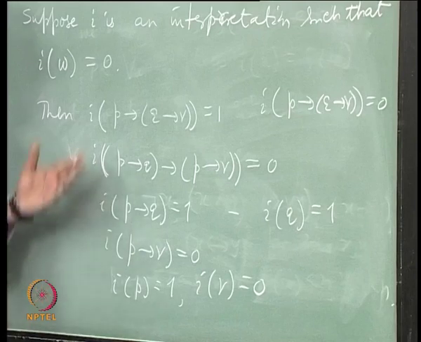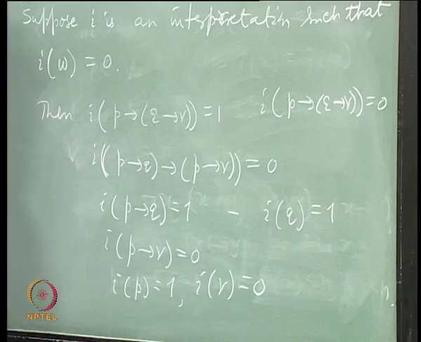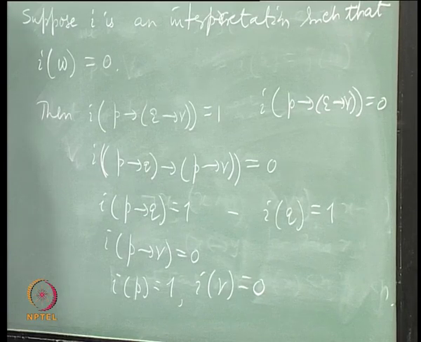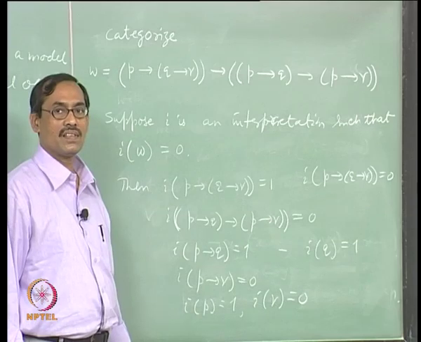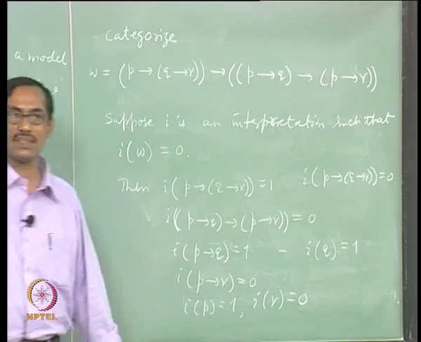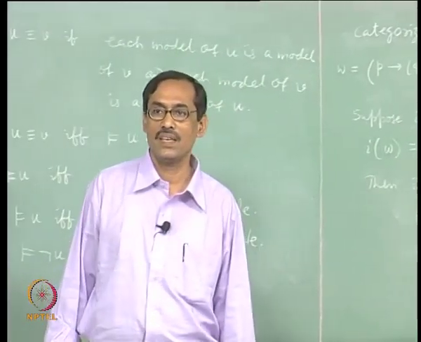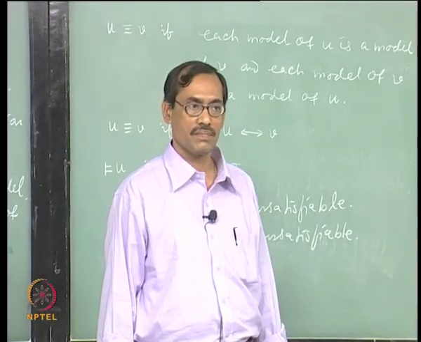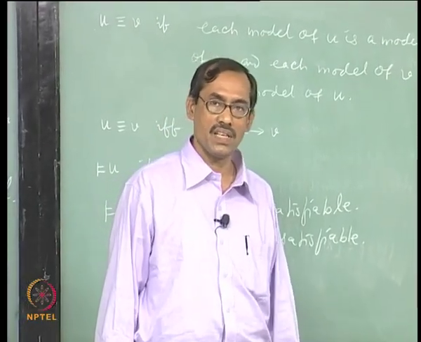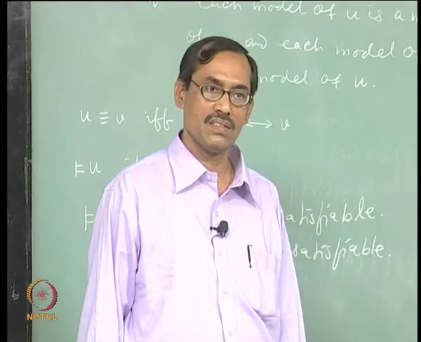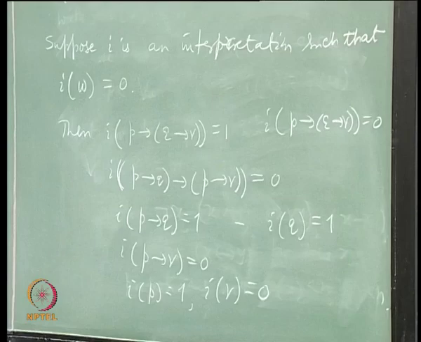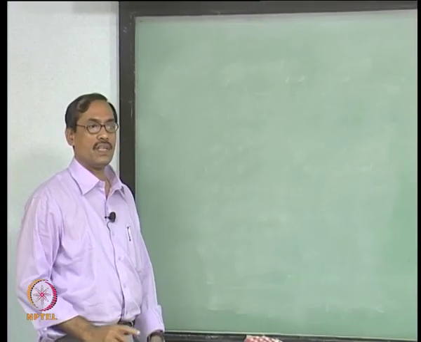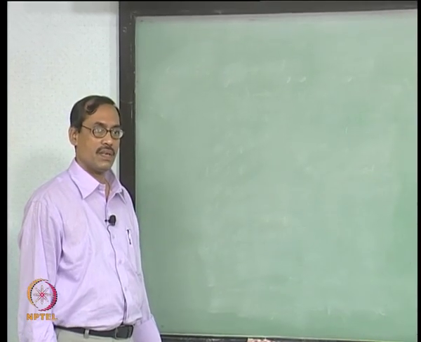This is not possible. I of W can never be 0, whatever interpretation I may be, therefore W is valid, because there is no interpretation I which falsifies W, therefore every interpretation satisfies it. Is that clear? Now, if one proposition is valid, then it has to be satisfiable.